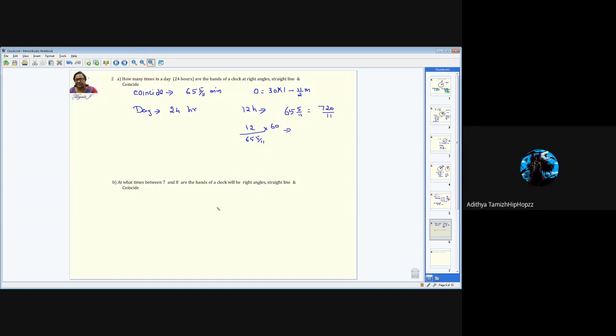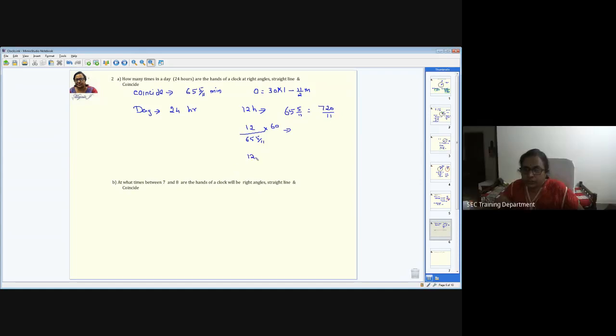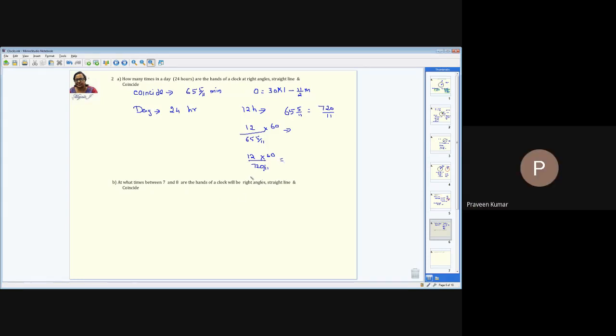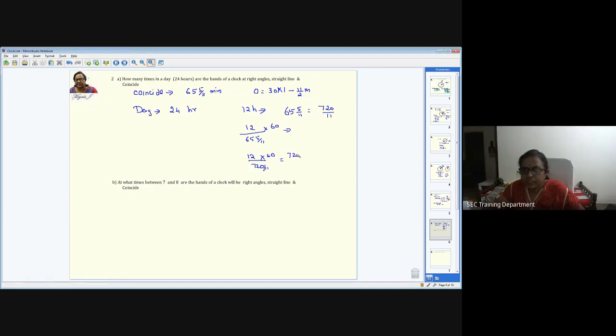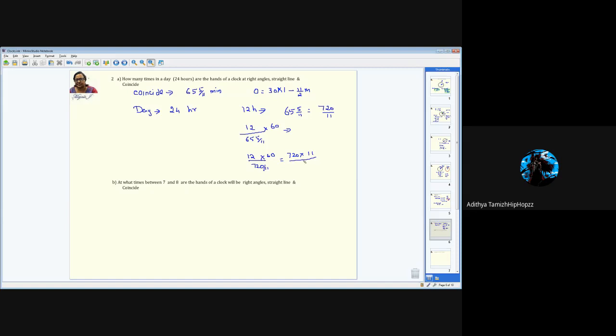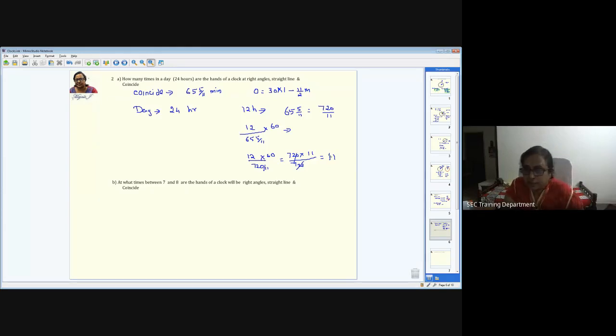So replace that here. 12 divided by 720 by 11 into 60. What is 60 into 12? 6 into 12, 720. And this is down, right? So this will come up. Good, 11 divided by 720 into 720, therefore this answer is 11. So how many times will they coincide in 12 hours? 11 times. Definitely it will not be 12, slightly lesser than 12, so it's going to be 11 times.